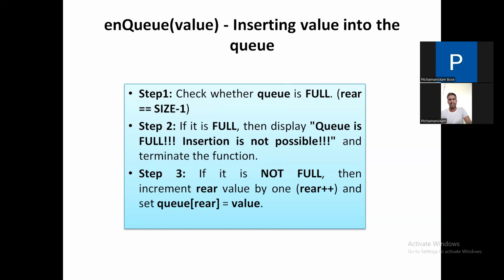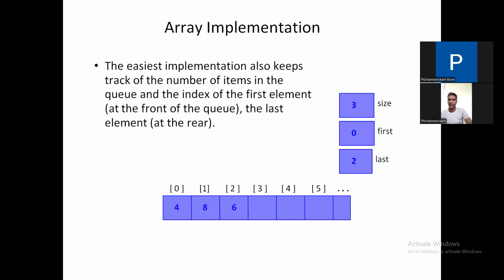In the first step, we check whether the queue is full or not. How do we check? We are using the rear pointer: rear equal to size minus 1 means the queue is full. Second, if it is full, we print the statement that it is full, or insertion is not possible. If the queue is not full, then we increment the rear value by 1, that is rear plus plus, and set q of rear equal to value. These three steps should be followed for inserting an element into the queue.